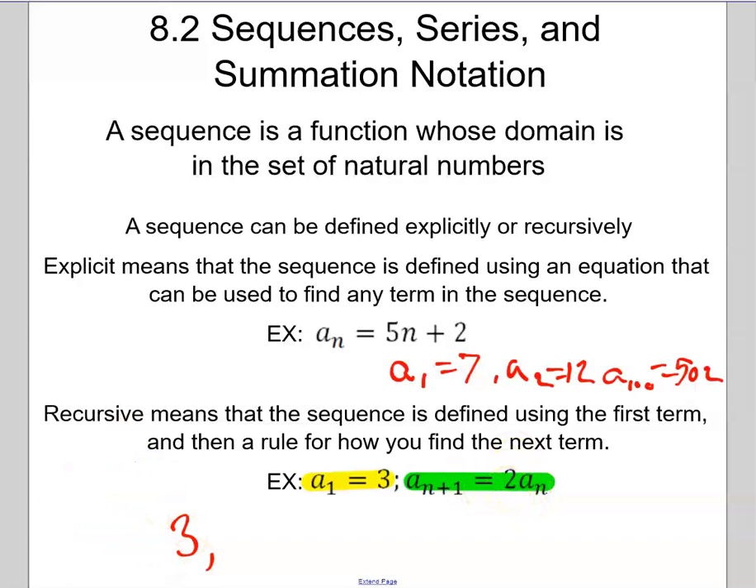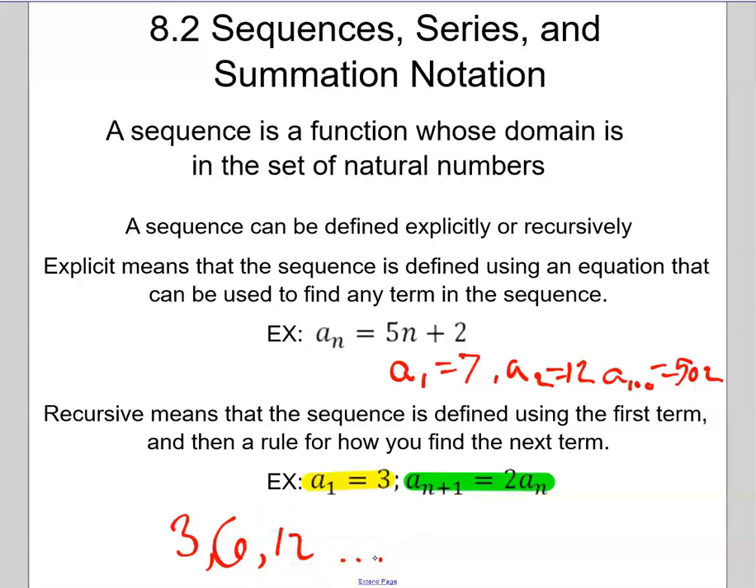So that's why in a recursive rule, you have to be given the first term, because you have to know where to start. So we're told that the first term is 3, and then to get to the next term, you times the previous term by 2. So if the first term is 3, the second term would be 3 times 2, which is 6. The third term would be 6 times 2, which is 12, so on and so forth.